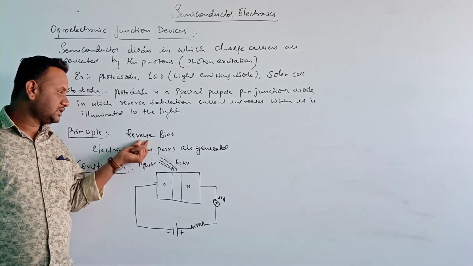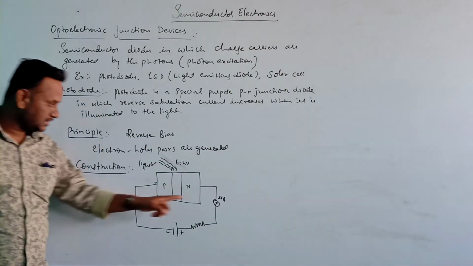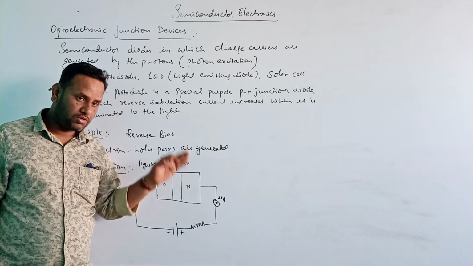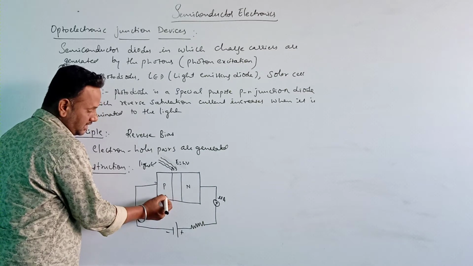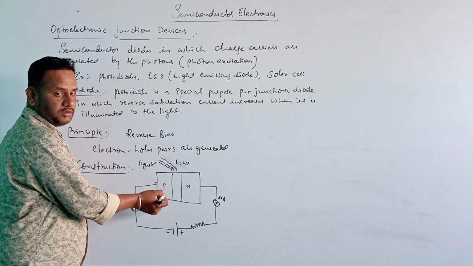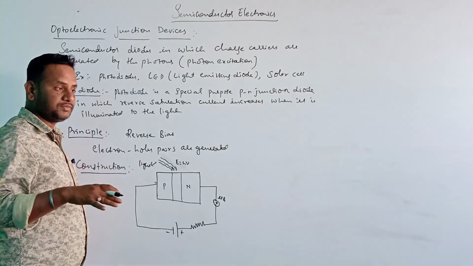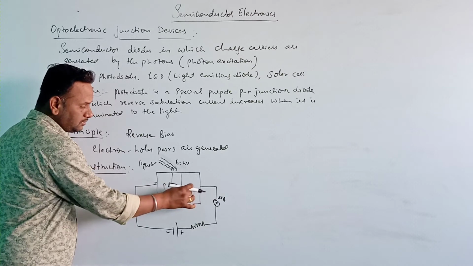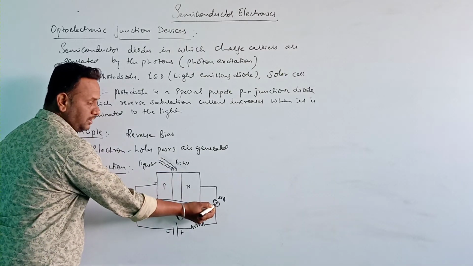So in this PN junction diode there is a small current. As I explained in the last class, in reverse bias there is a small current. This current is mainly due to the presence of minority charge carriers. What are the minority charge carriers in the P region? In the P region the majority charge carriers are holes, and the minority charge carriers are electrons. So here electrons and holes are present as minority charge carriers, and because of them a small current will flow.